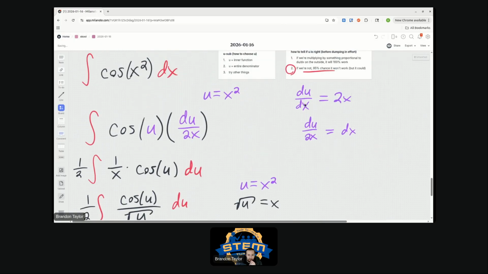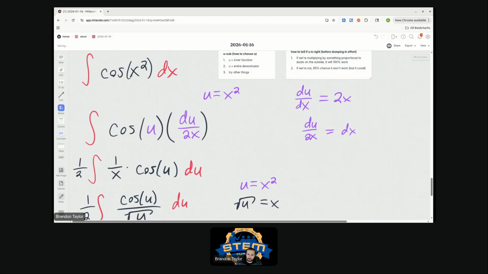But here's my point. Think about the work we did. We found the derivative, then we plugged in, then we realized we got stuck, and then we tried to finagle our way out of it. We wasted like 15 or 20 seconds for something that only had a 5% chance of working. That's not a good trade. Sometimes it does work, though. That's the problem.